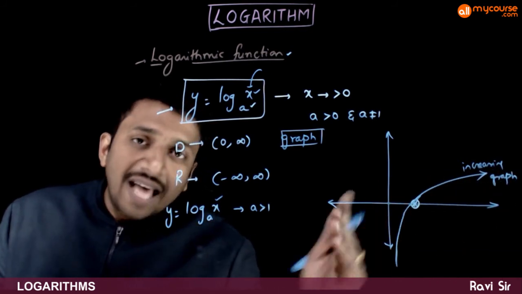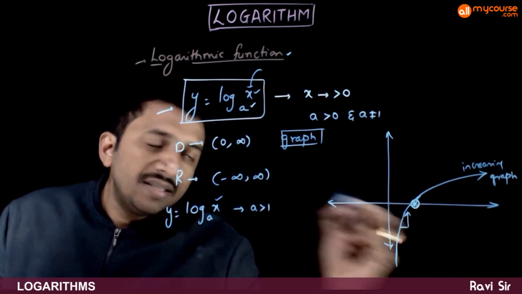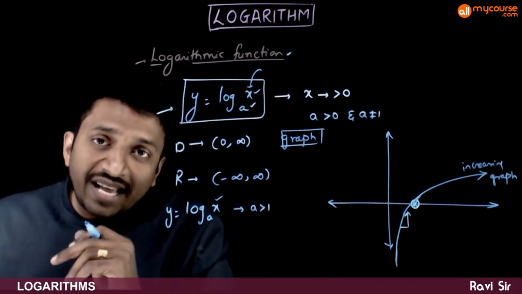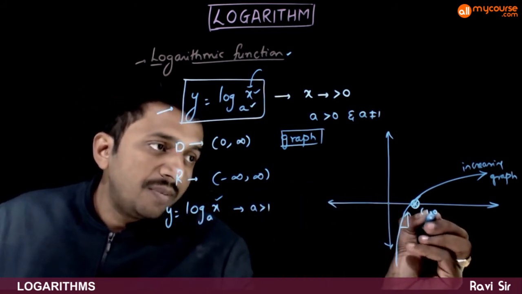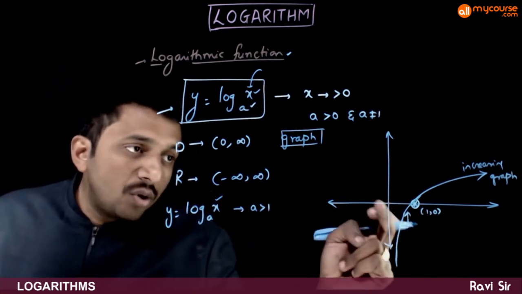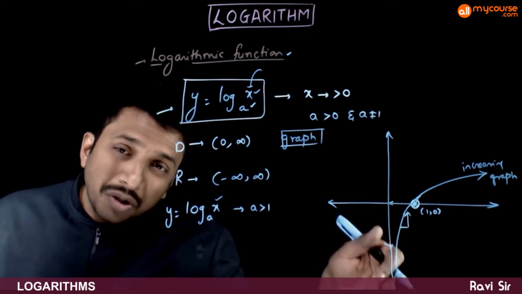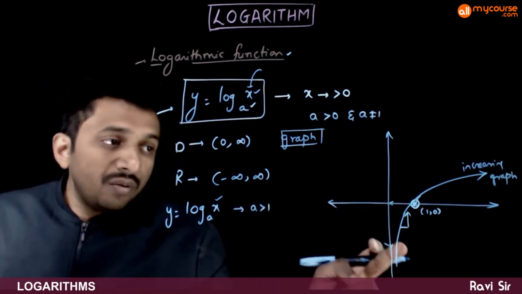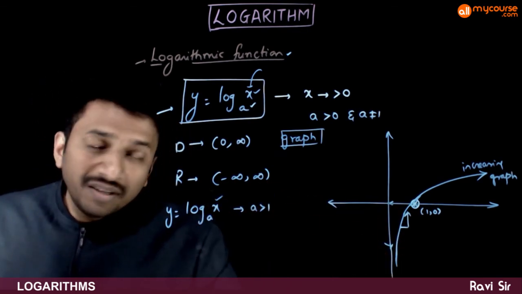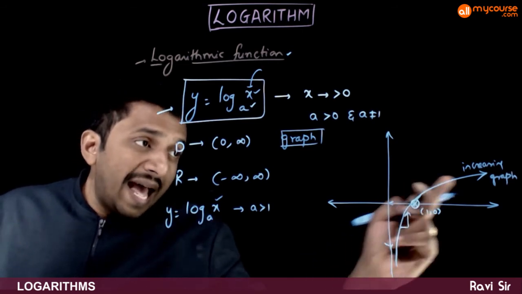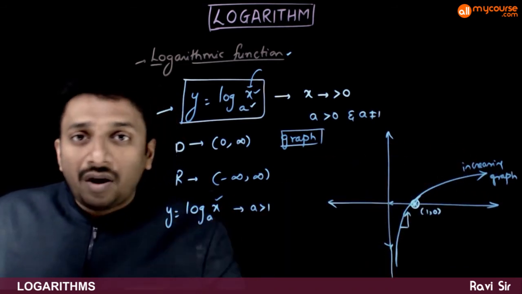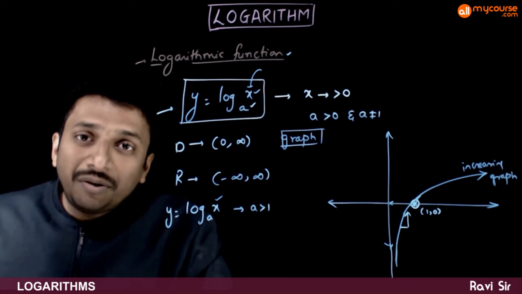That is, as x increases, y increases. And it always cuts the x-axis at the point (1, 0). And as x goes closer and closer to 0, the value of the logarithm goes to minus infinity. And as x goes to infinity, the value of log goes to infinity. These are the things that you need to remember.